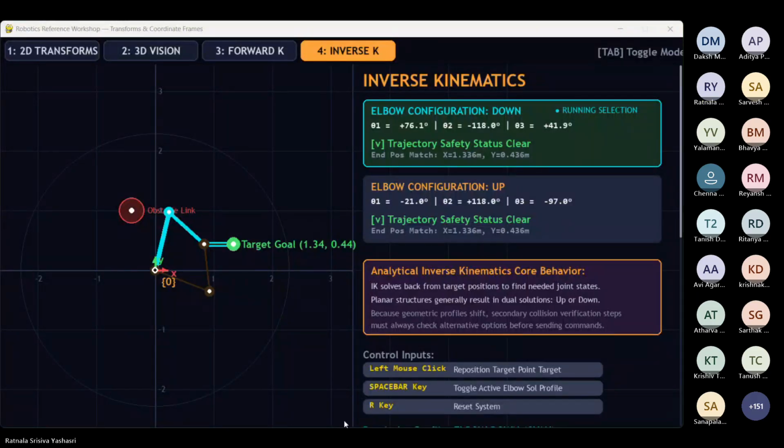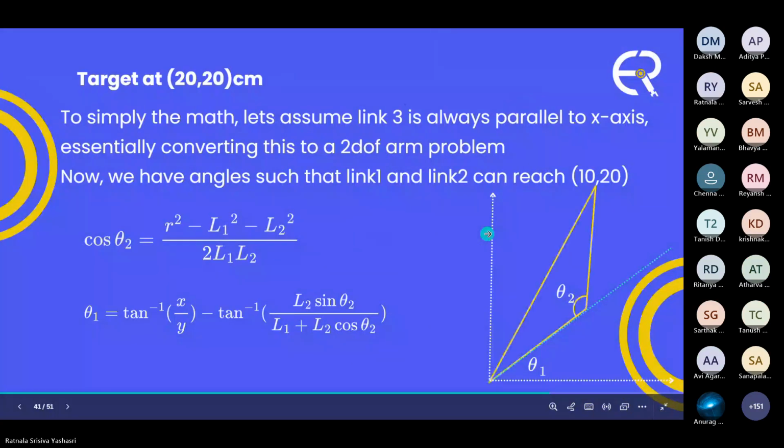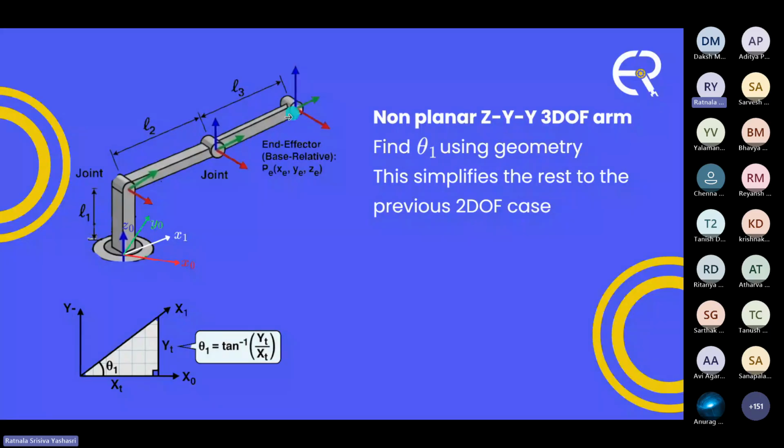a non-planar 3-degree of freedom arm. So the first joint would rotate about the z-axis while the other two joints rotate about the y-axis. Now the math for this, if you want to do it using the analytical or geometrical method, is complicated unless you use a trick. So let's look at this from above.